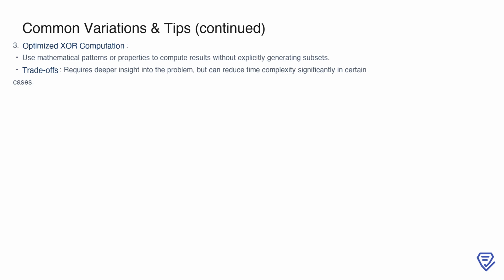This involves using mathematical patterns or XOR properties to calculate results without explicitly generating all subsets. This method often requires a deeper understanding of the problem but can drastically reduce time complexity in certain scenarios. While it may take some time to develop the insight needed to apply this strategy, the trade-off is a significant improvement in efficiency, making it a powerful tool for tackling XOR-related problems.